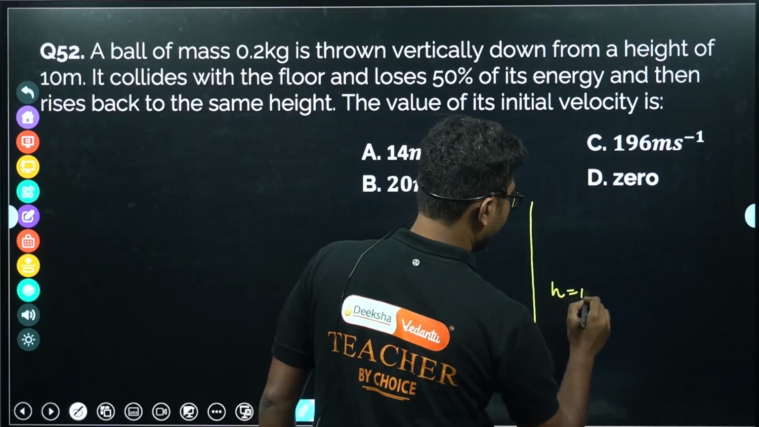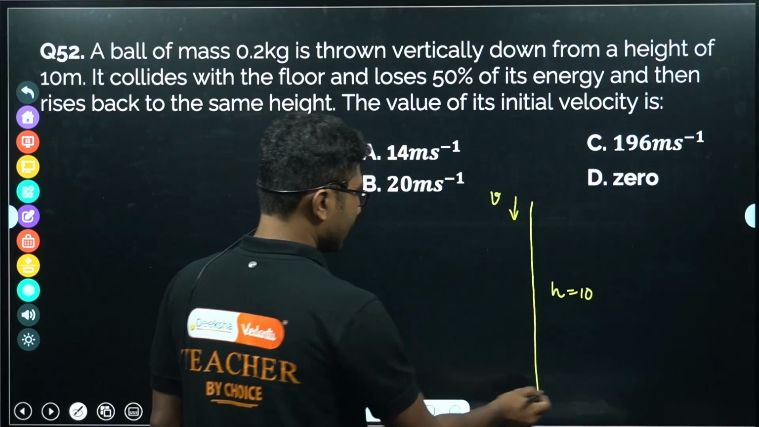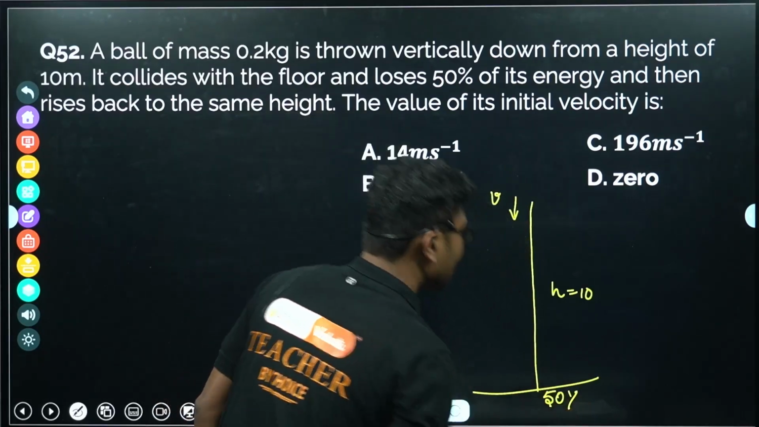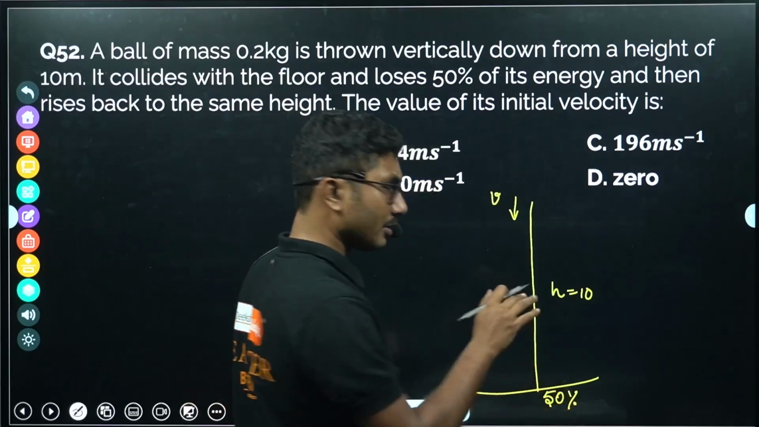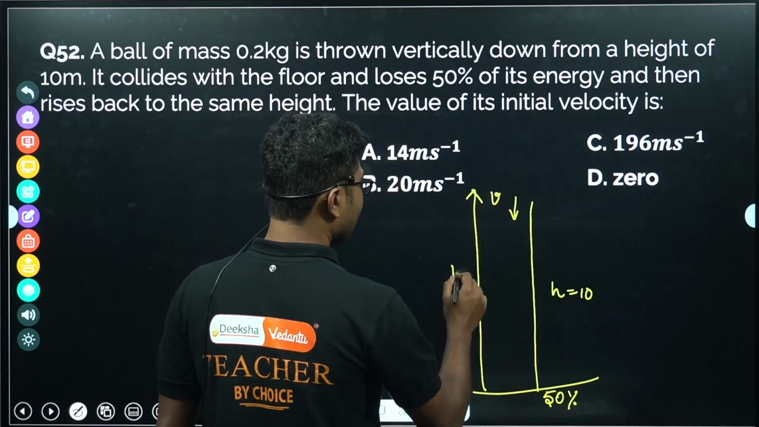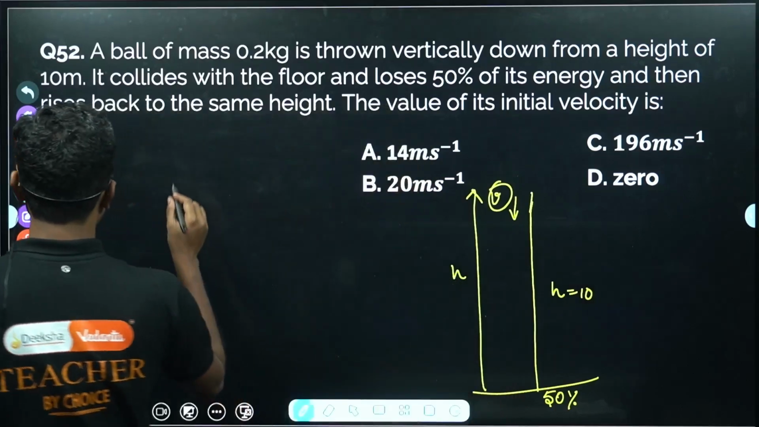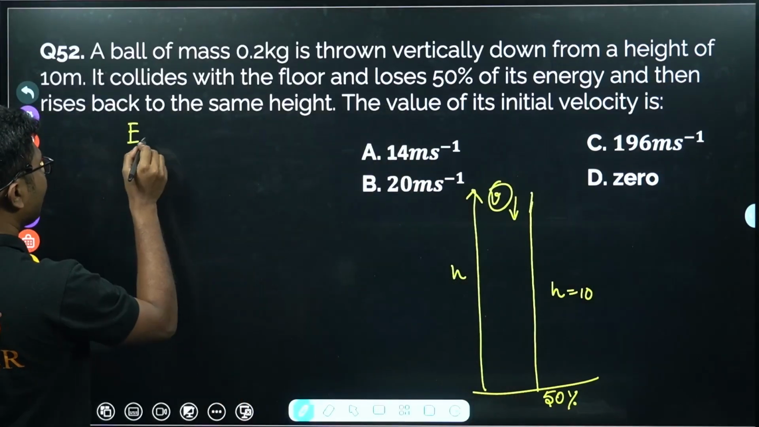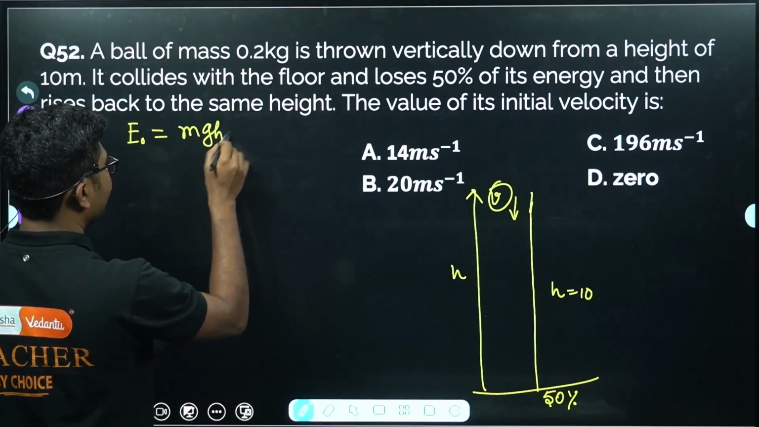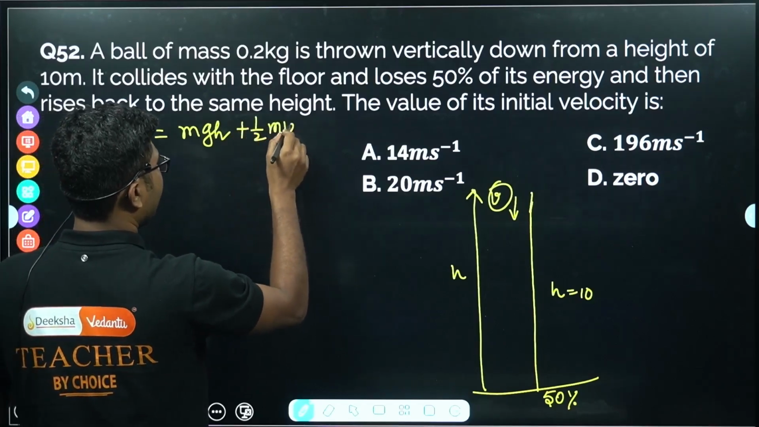So height is equal to 10 meters, with some initial velocity, say v. When it touches the ground, it loses 50% of the energy that it has. So conservation of energy is not happening because energy is getting wasted, and then it rises to the same height. First let us calculate what the energy was when it started the first time. There are two types of energy. Total energy at the beginning, E naught, was mgh, obviously, that is the height, plus it has some kinetic energy, that is half mv square.